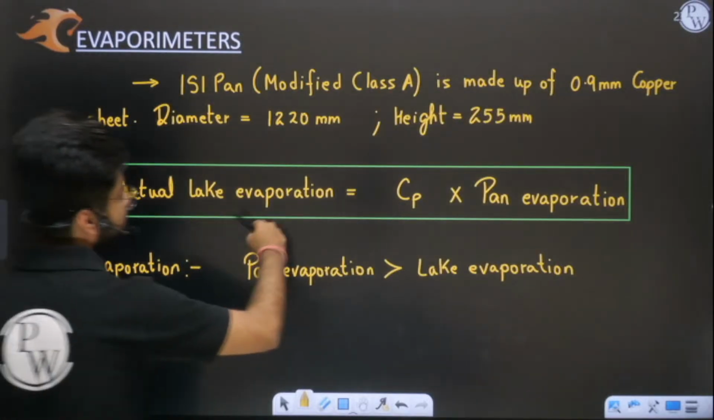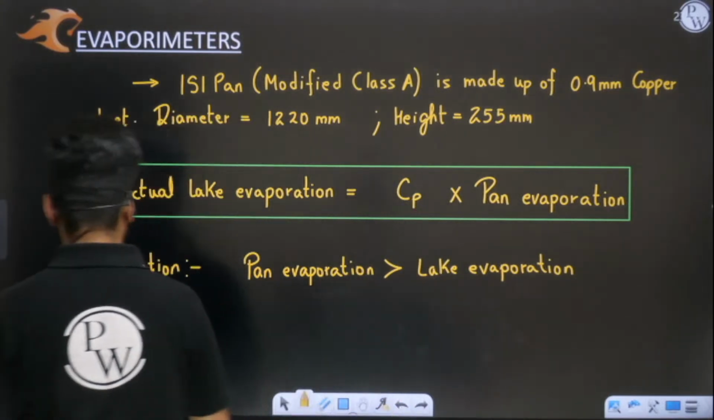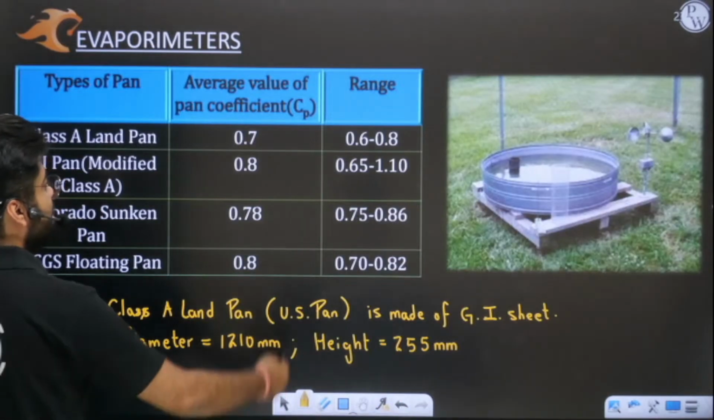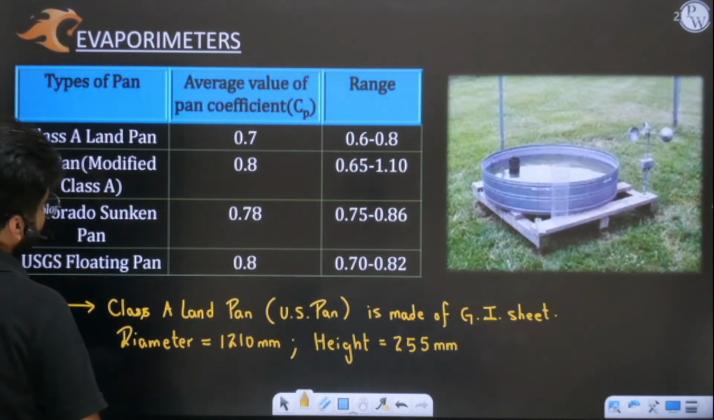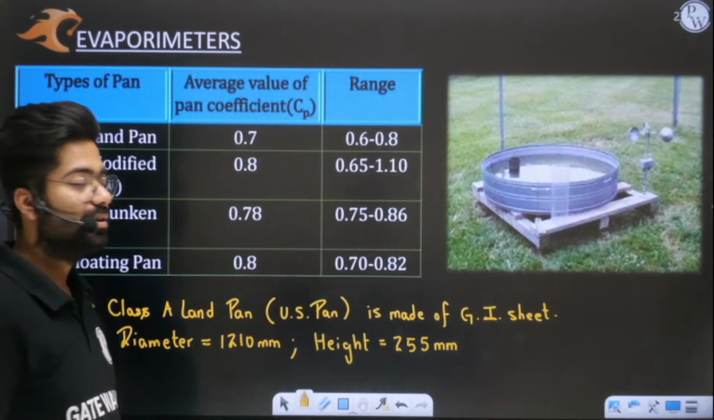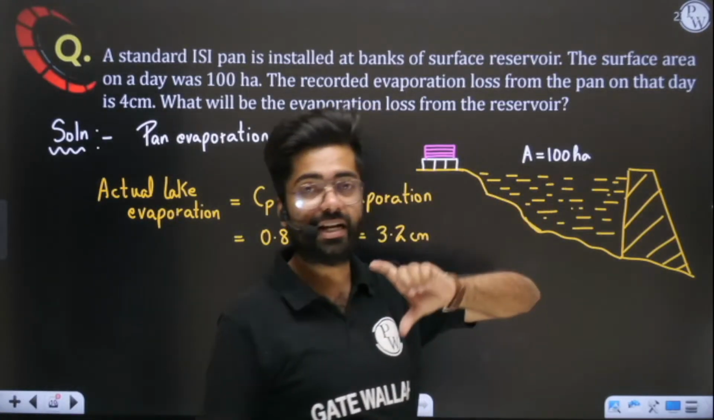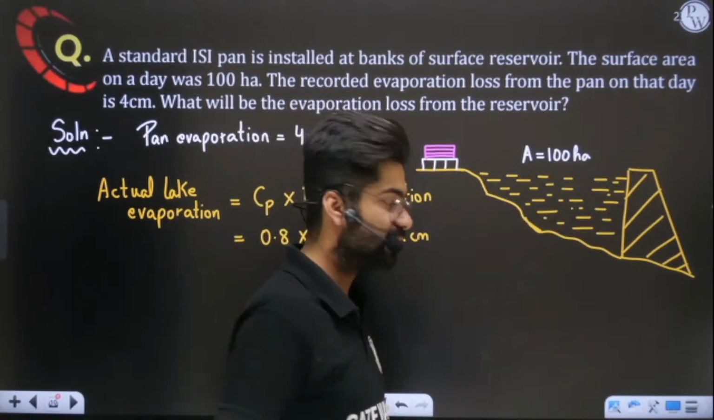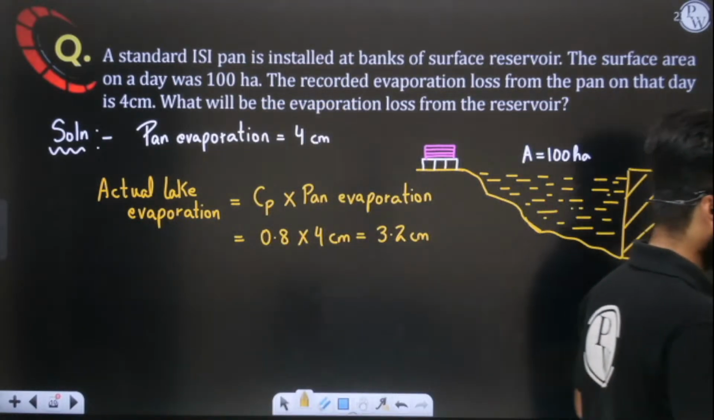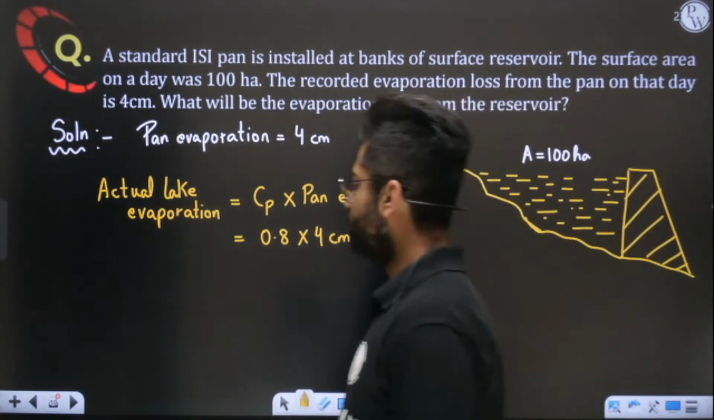Lake evaporation will be similar to pan evaporation when the Cp is equal to 1. So where is this Cp highest? Cp is highest for the Indian pan and the floating pan. The floating pan basically floats on the lake, that's why it will perceive better evaporation. I hope this is very clear to you.